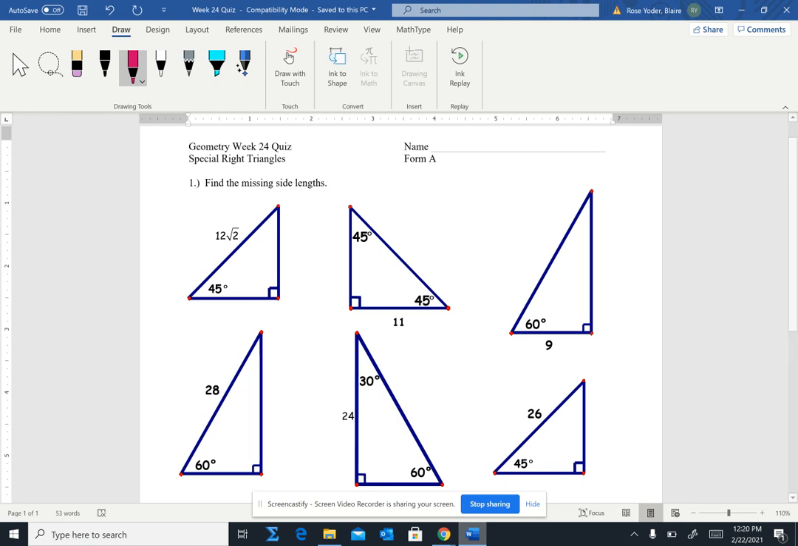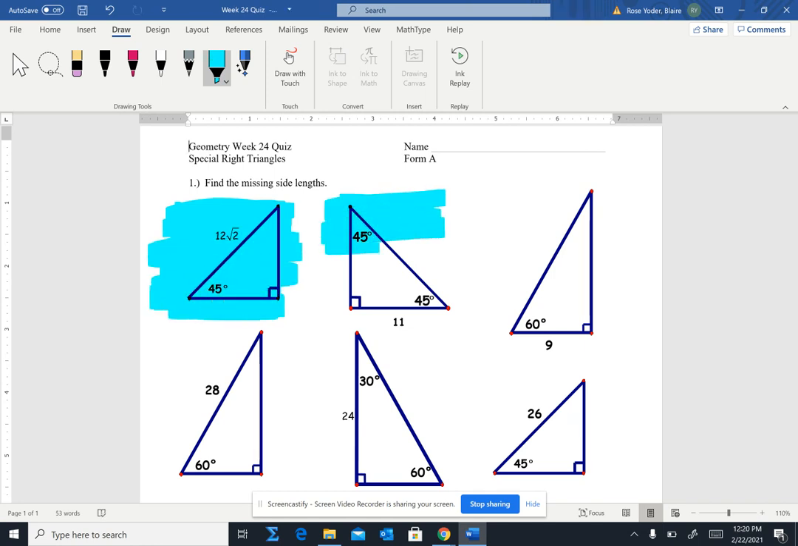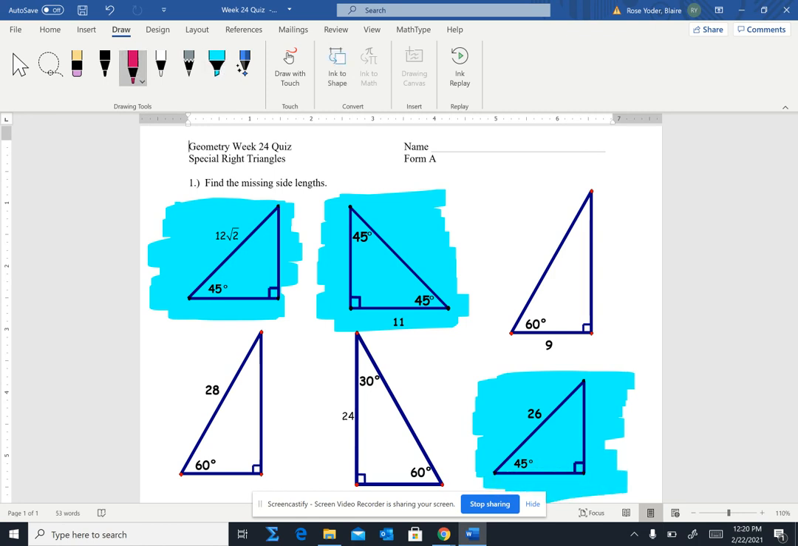Let's go over the week 24 quiz on special right triangles. Let's do the 45, 45, 90 ones first because I think a lot of people find those to be a little bit easier. So we've got this first one is a 45, 45, 90. This second one is a 45, 45, 90. And then this sixth one is a 45, 45, 90. Those are the isosceles ones. So if your two legs don't match up with each other, then you know that you made a mistake.